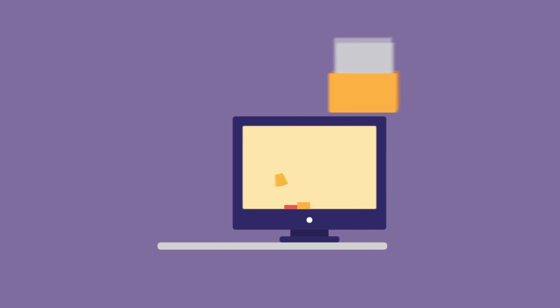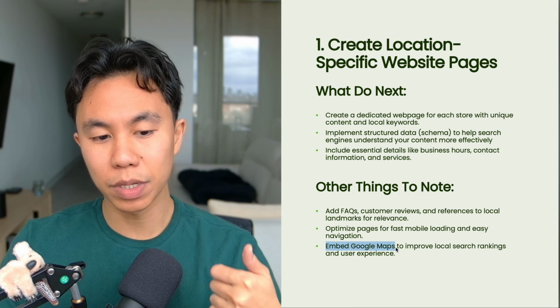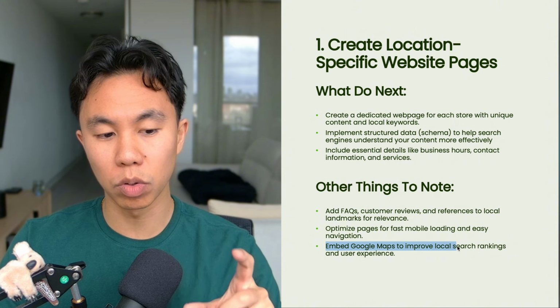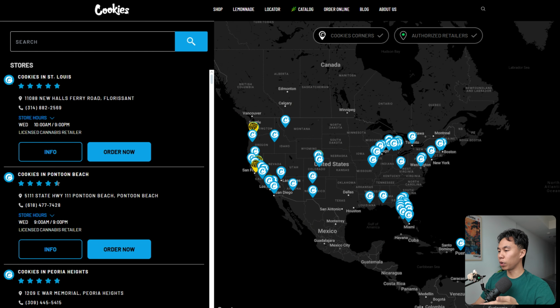So not only is it going to help your user experience, it's also going to help you rank higher on Google because that user experience is a lot better for your customers. Other things you can do is embed Google Maps to improve local search rankings and user experience. So we can see over here, right, we have Cookies. Cookies has all of their locations all over the states, so on and so forth.